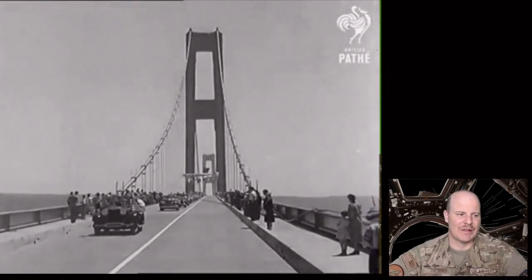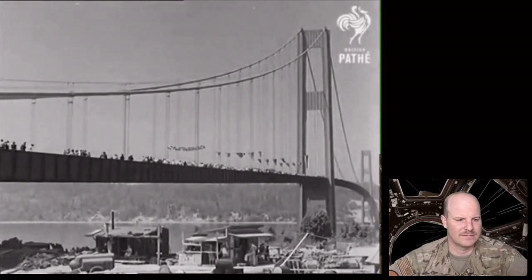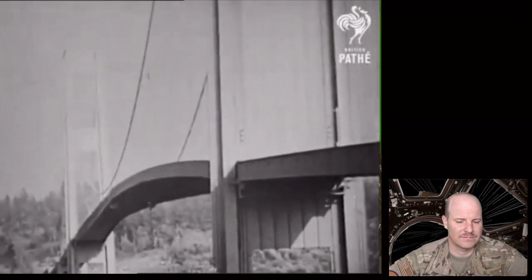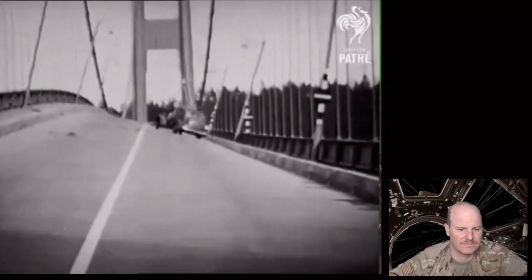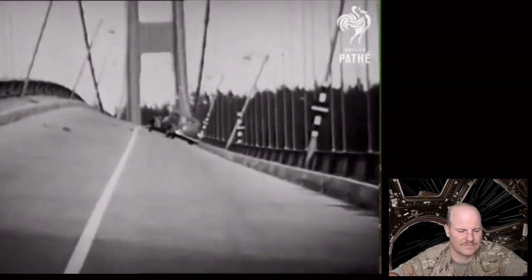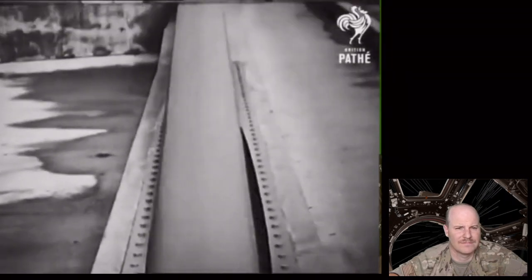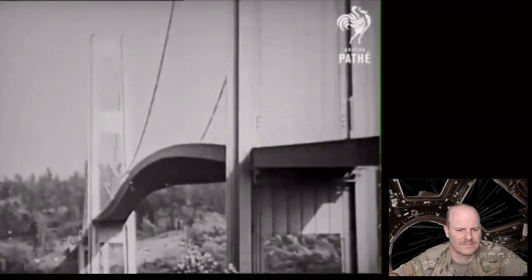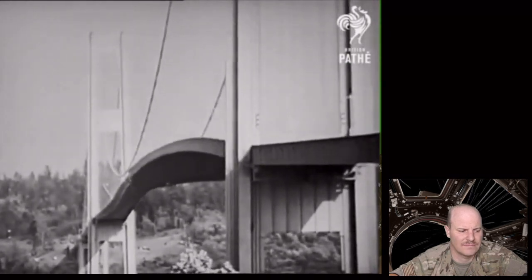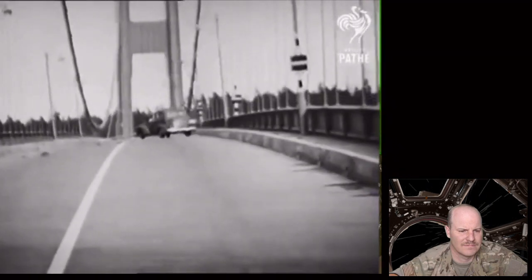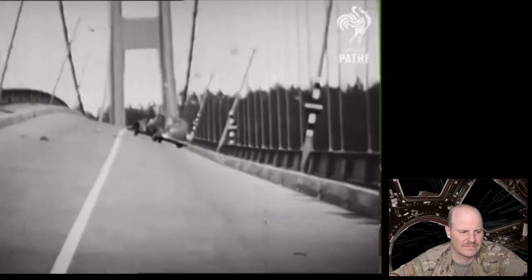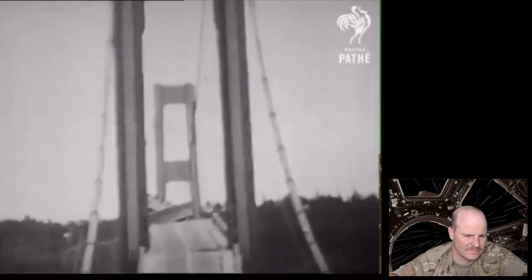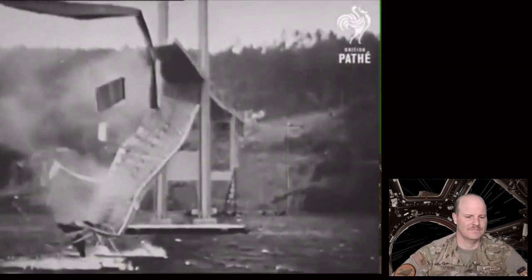Tacoma Bridge, Washington, opened only a few months ago, was built at a cost of over $6 million. But misfortune overtakes the great structure. These are some of the most amazing pictures ever recorded by a newsreel. The actual collapse of the world's third largest suspension bridge. Only a 35-mile-an-hour wind is blowing, but this apparently sets up a rhythmic swinging of the bridge, which increases with each swing. Finally, the swinging road and the suspension cables give way and plunge into the water below.